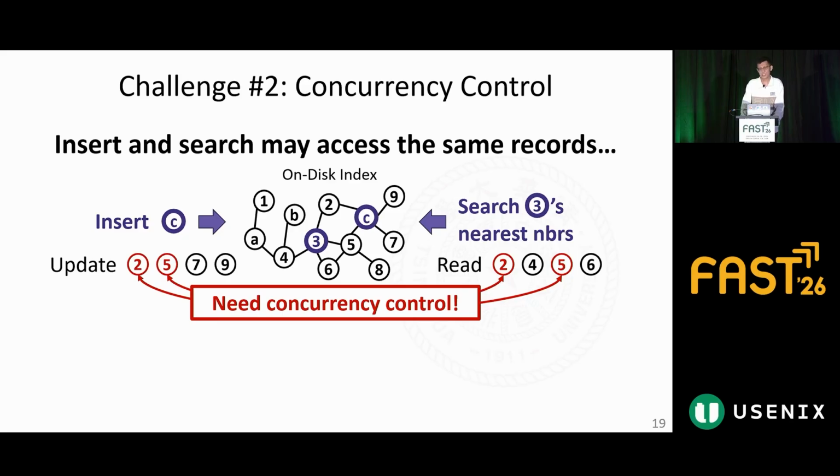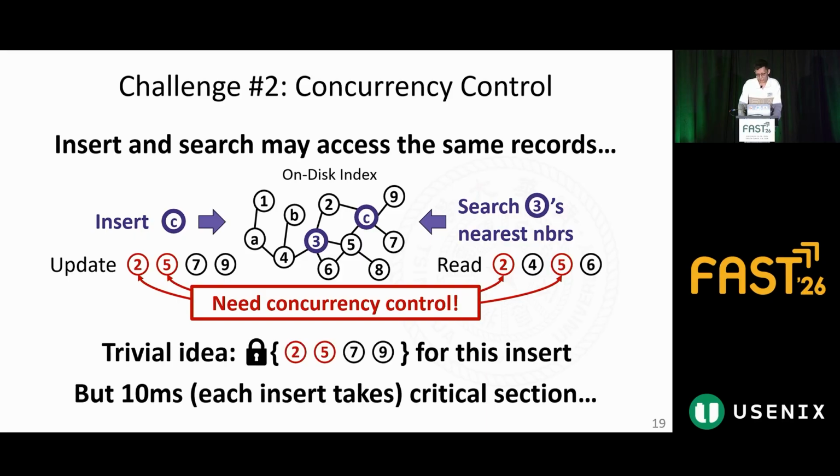The second challenge is concurrency control. Insert and search may access the same records. For example, insert C needs to update 2, 5, 7, and 9, and search 3 needs to traverse 2, 4, 5, and 6. These 2 processes both access records 2 and 5. They need concurrency control to ensure the consistency.